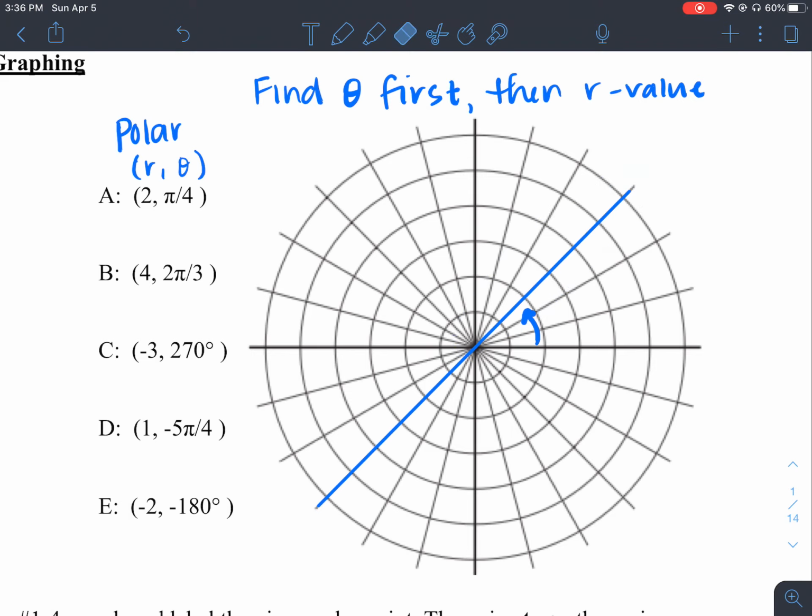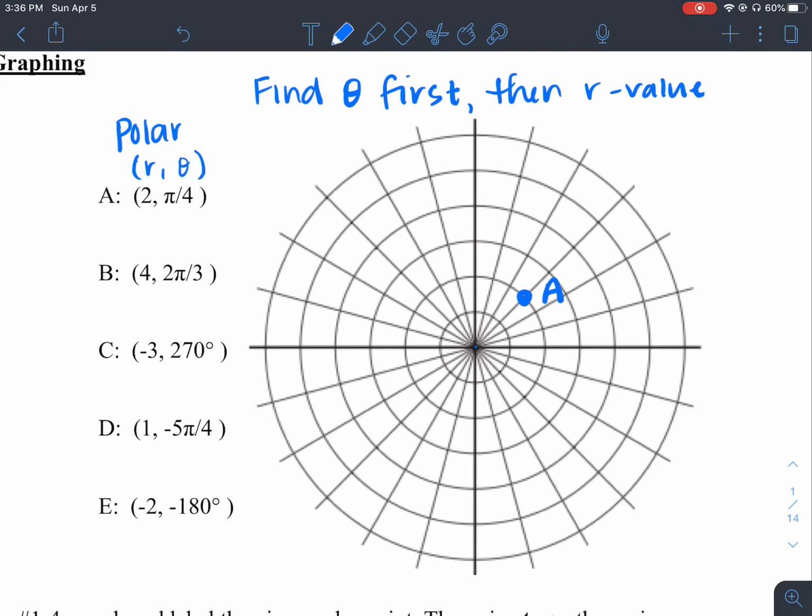But this is my line, this is my angle, 45 degrees. All right, and from the origin, I want to go a radius of 2 out. So from the origin, I start here. This would be 1 and then 2 out. So right here is my point A.